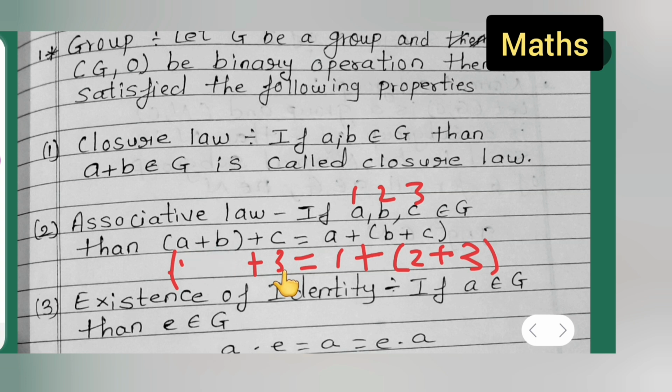So let me rub this. Here it was 6, right? Now let us see the other side: 1 + (2 + 3). 2 + 3 is 5, and 5 + 1 will be 6. So are you all getting 6? On both sides it is 6 and 6. So it should satisfy this associative law, the closure law, and all these four laws. Okay, next let me take it further.